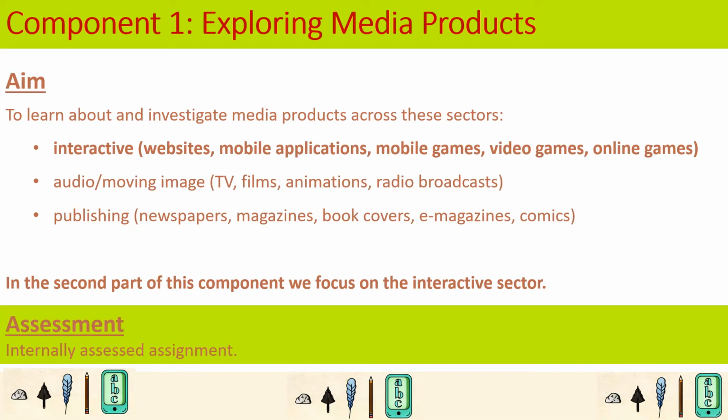We'll now look at the components. Component 1 is exploring media products. Digital media products can be split into three sectors: the interactive sector, the audio moving image sector and the publishing sector. We start by looking at all three sectors to understand what techniques are used to make a good product. In the second part, we're exploring more detail of the interactive sector. Assessment is through an internally assessed assignment.